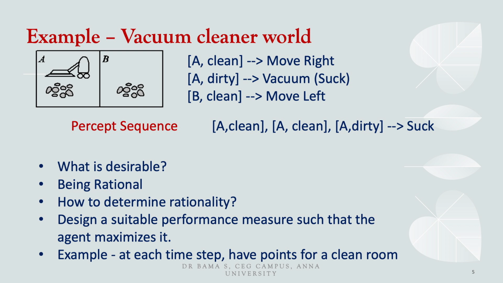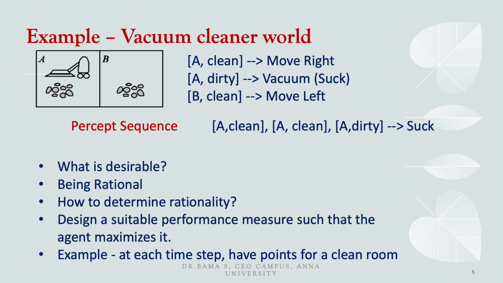One aspect of being rational is to design a suitable performance measure such that the agent could maximize that performance measure. For example, the rationality of this vacuum cleaner world we could say is that at each time instance we should have a clean room. So, at all points the desirable or rational point is that the room should be clean. That is one desirable quantity or one rational point with respect to the vacuum cleaner world.